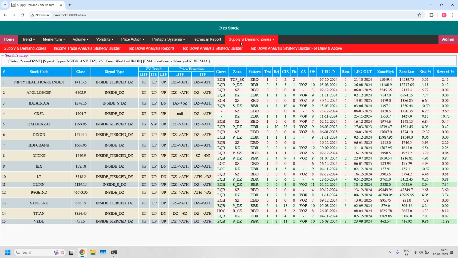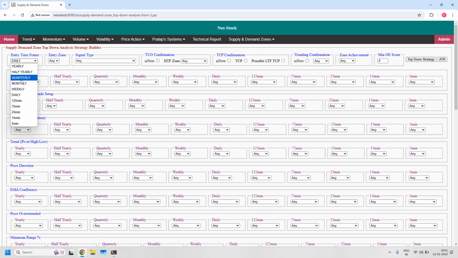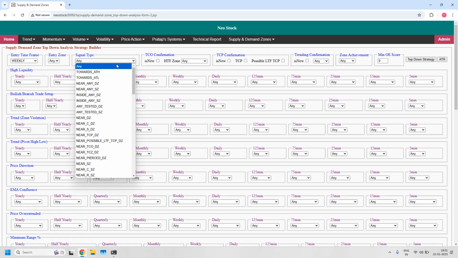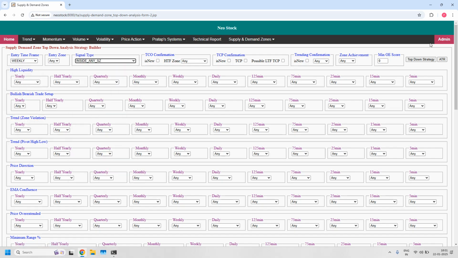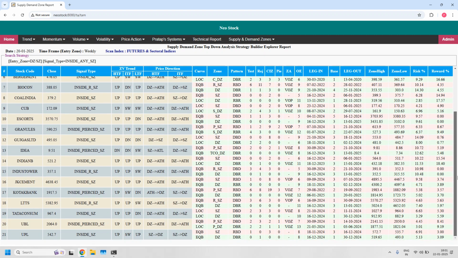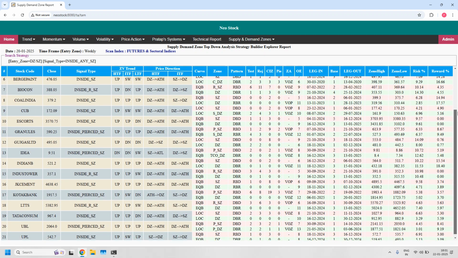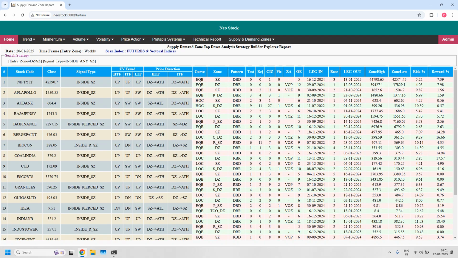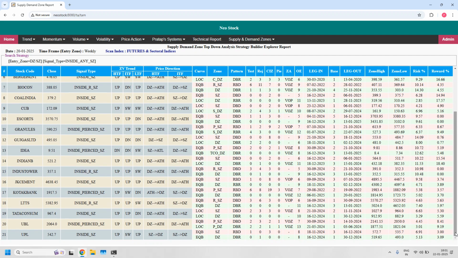Okay, next, weekly time frame. Price closed inside weekly supply zone. We got 21 stocks. First 15 stocks in the list. I'm scrolling the list down. So total 21 stocks are filtered where price closed inside weekly supply zone.